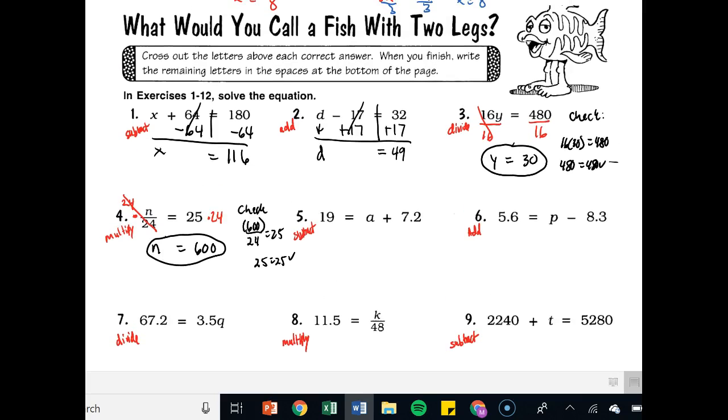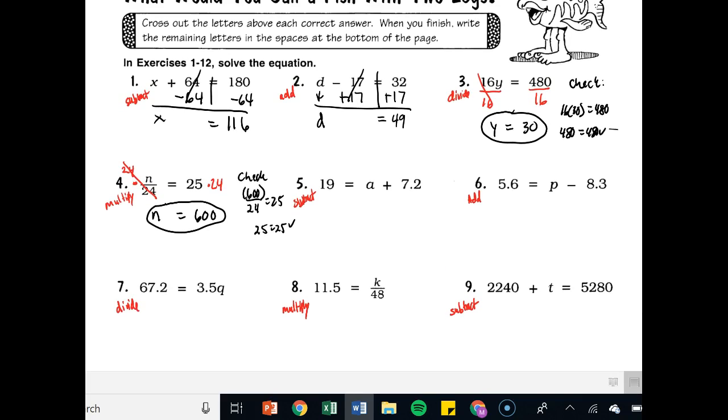Let me do one more with you before I release you to work on your own. Let's do number 6. So go ahead and draw your scales of justice. This time, you see that the variable is on the right-hand side, right? So we're going to actually work with the right-hand side of this equation. I see subtraction, therefore I add. So there, I'm going to go ahead and add 8.3 to both sides. In doing so, these cancel off. I drop down my variable exactly where it is. P is equal to 11.9. This looks a little weird. 11.9 equals P. It is the same thing as reading it left to right, P equals 11.9.